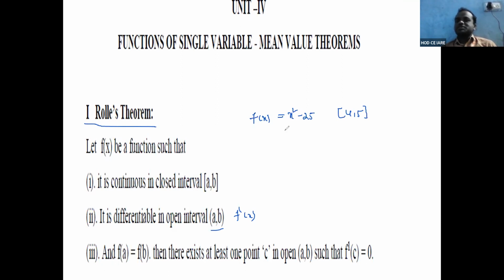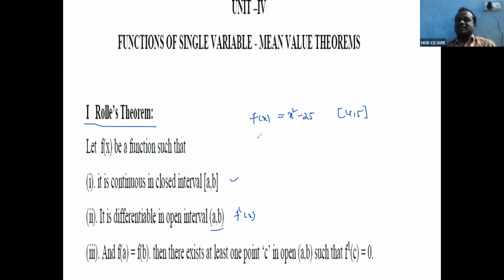Yes, it is a continuous function because x square minus 25 is an algebraic expression. Algebraic expression, so it will be continuous. Check why and how it is continuous: it has negative values and positive values, and the right hand side and left hand side both satisfy the condition. So here it is called an algebraic expression. So directly, f of x is a continuous function in the closed interval of 4 comma 5. And next, the second one, it is differentiable.